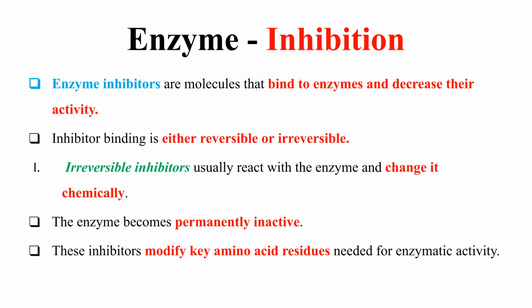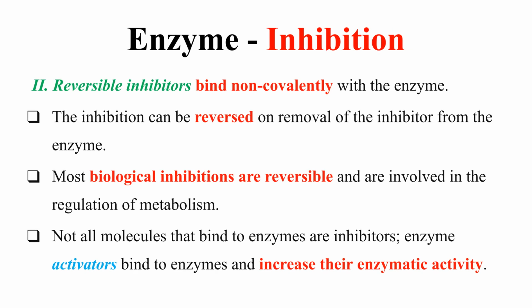Enzyme inhibitors are molecules that bind to enzymes and reduce their activity. Inhibitor binding can be reversible or irreversible. Irreversible inhibitors chemically change the enzyme, making it permanently inactive by modifying key amino acid residues. Reversible inhibitors bind non-covalently, and the inhibition can be reversed when the inhibitor is removed. Most biological inhibitions are reversible and regulate metabolism. Note that activators also bind to enzymes, but they increase enzymatic activity.